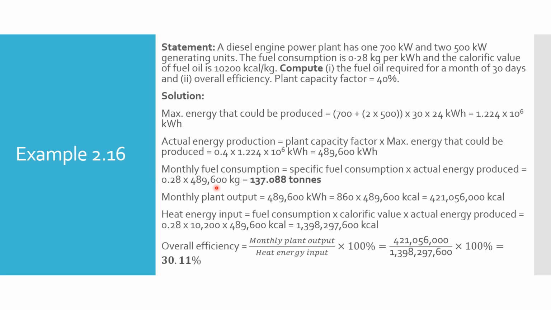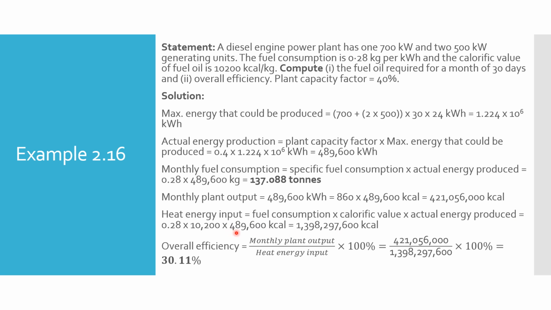Note that this is not the weight of the fuel, as weight of any quantity is expressed in newtons. This is the mass of the fuel. So monthly plant output is this 489,600 kilowatt hours, or the monthly plant output will be this output multiplied by 860 kilocals. So you are converting the kilowatt hours into kilocals, you get these kilocals. So the total heat energy input would be the fuel consumption multiplied by calorific value multiplied by actual energy that was produced.